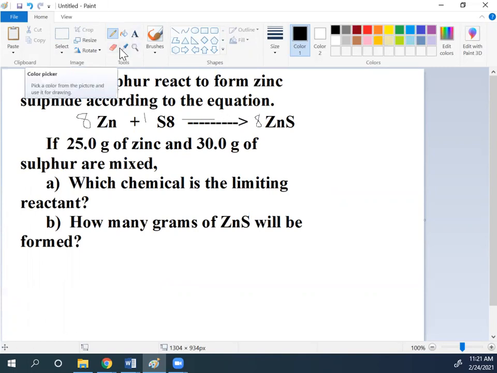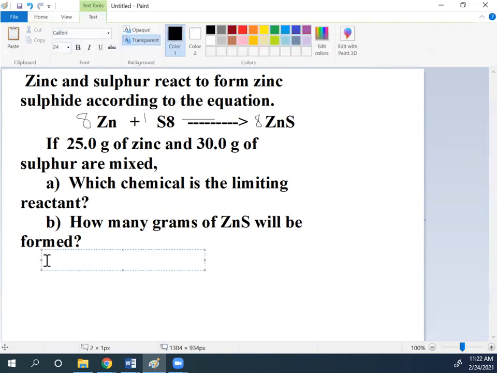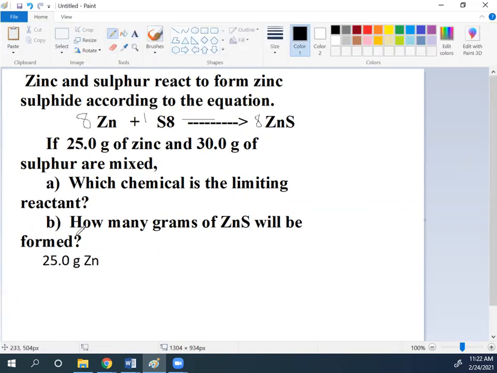What is my unknown? What substance am I looking for? Zinc sulfide. Does it matter which one you start with, zinc or sulfur? No. I'll start with zinc because that's the first one written. There's no wrong answer if you don't. So I have 25.0 grams Zn over 1, times, on the bottom is going to be the molar mass.